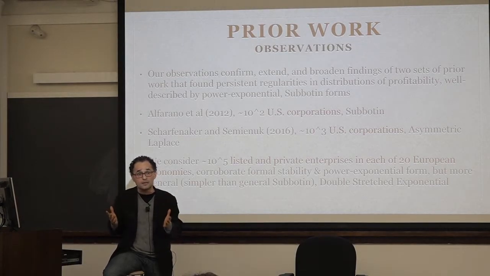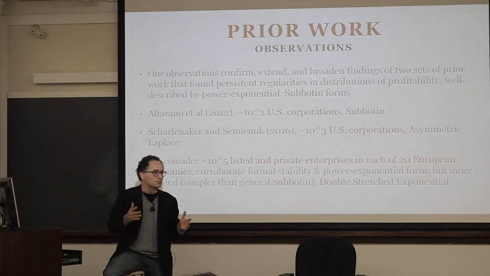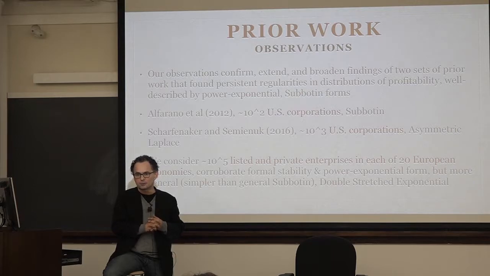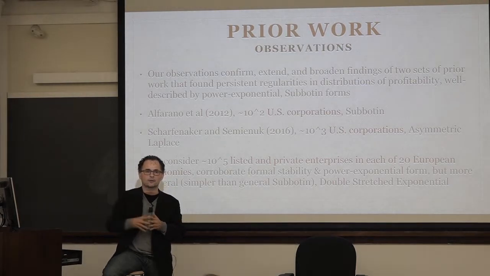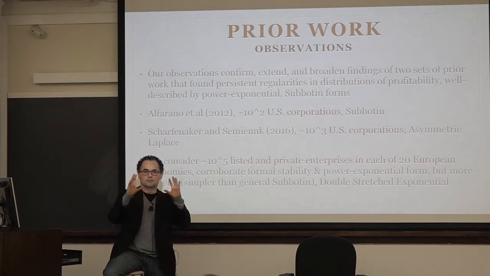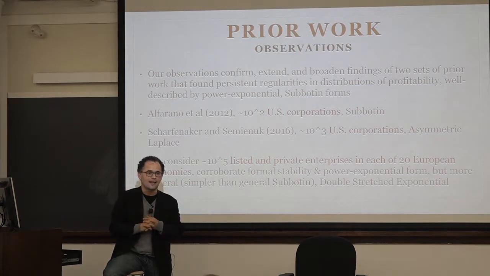And what we found is, broadly speaking, that what these original contributions found is reasonably borne out by what we observe. We're looking at 10 to the 5 enterprises per year on average. And what we find is this double-stretched exponential, which can be understood as a subbotin-like generalization of the regular double exponential that Ellis and Scharfenacker found, except that it has, again, courtesy of Hanel and Thurner, a much simpler economic intuition behind it than the subbotin, to which I'll get before the discussion is finished.